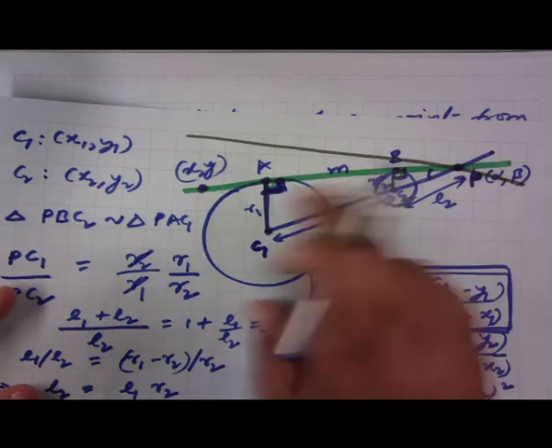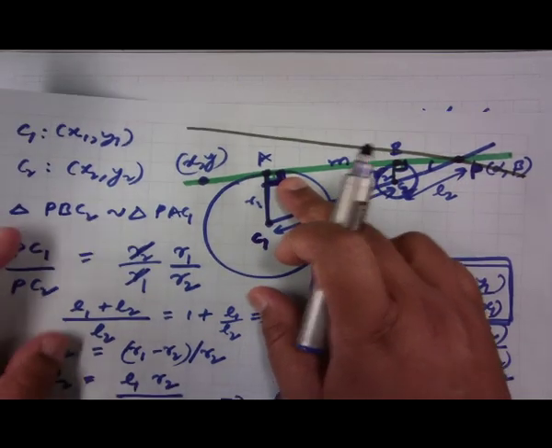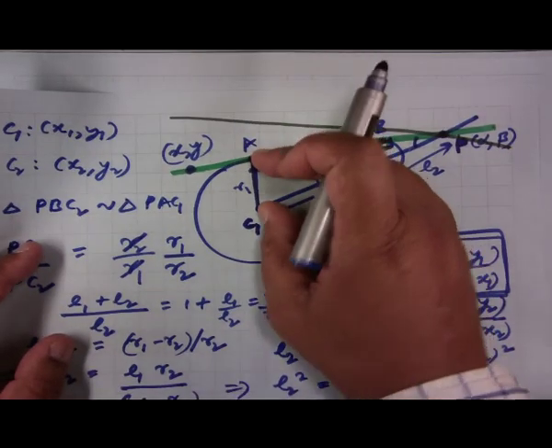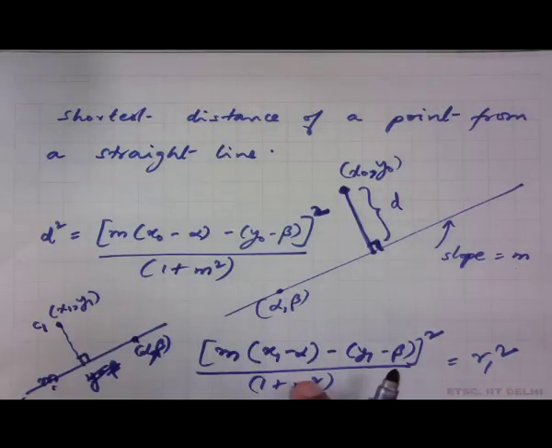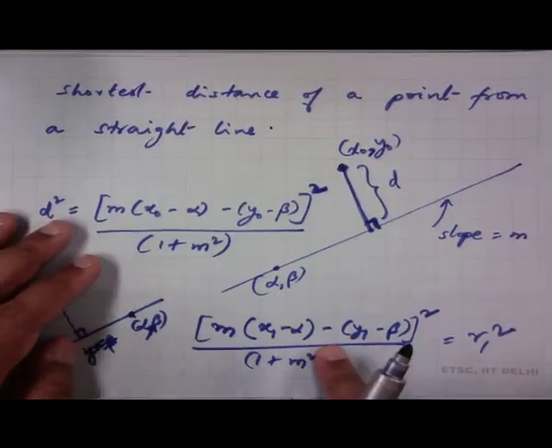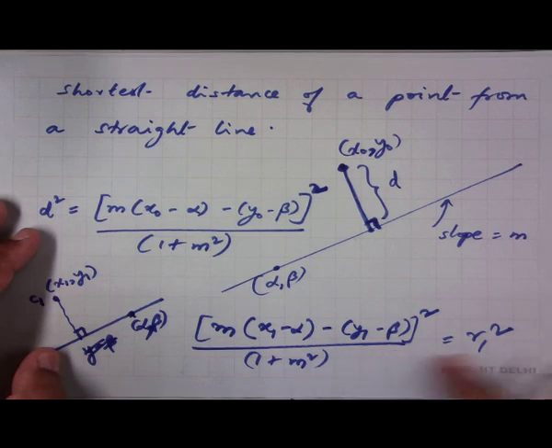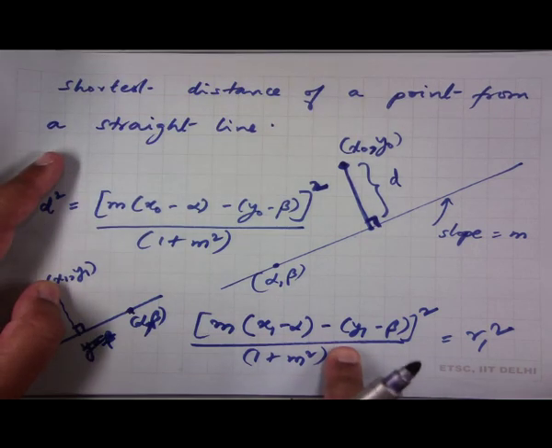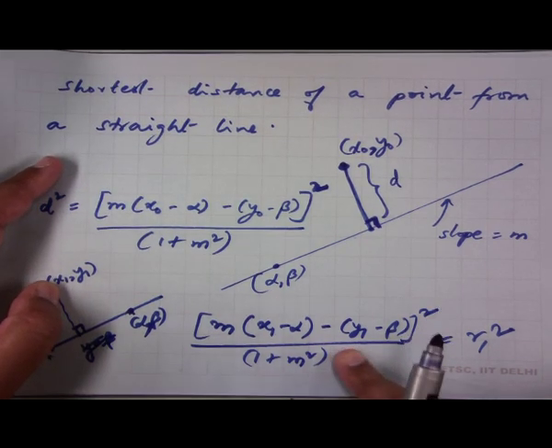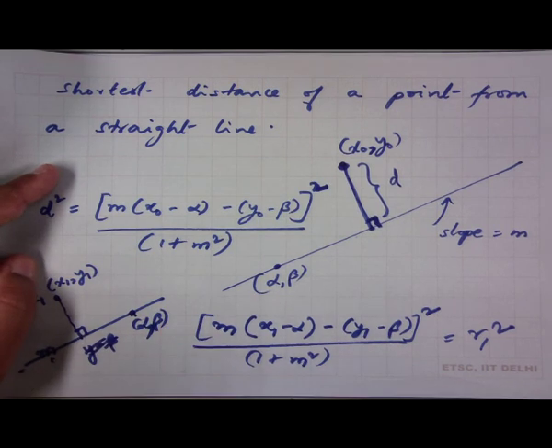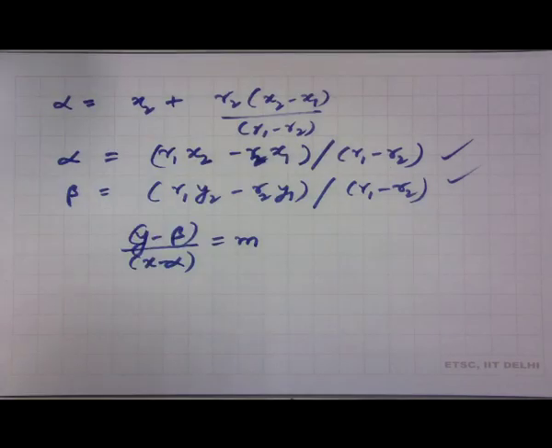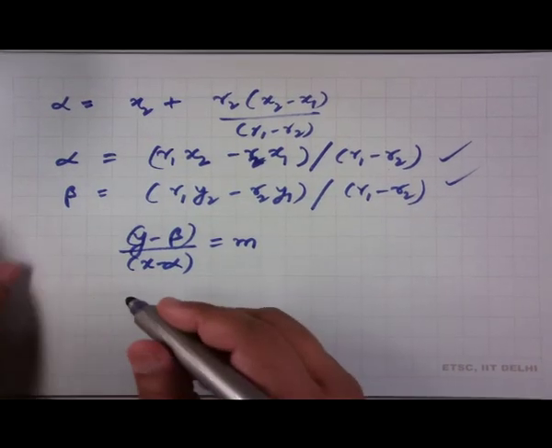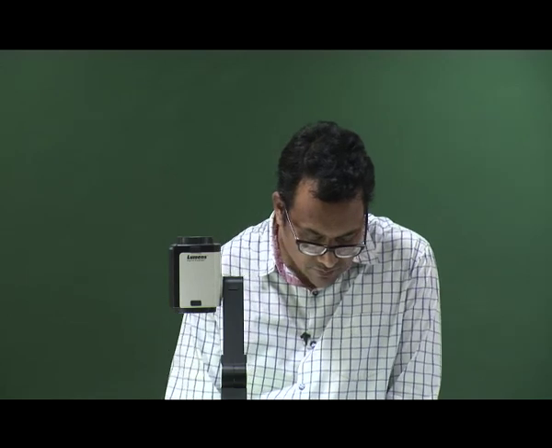So, for this straight line to be a direct common tangent, the shortest distance has to be equal to r1, and therefore, this expression for the squared distance has to be equal to r1 square. And we will get a similar equation for the second circle, because the same straight line is also a tangent to the second circle. So, that is how we end up getting these two equations.